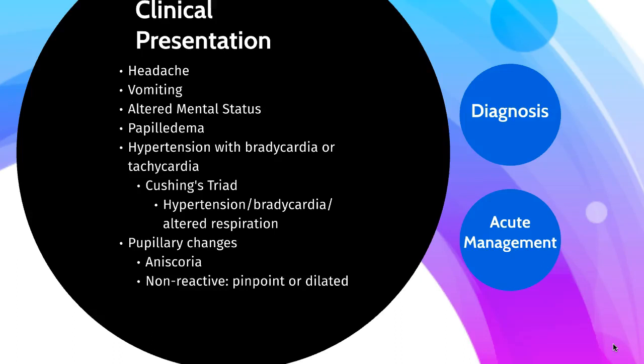In addition to this, during herniation syndromes in particular, you can certainly have pupillary changes, and this is going to include anisocoria, which, if you recall, is different shapes of the pupils. Your pupils can become non-reactive, and they can be fixed and pinpoint, or they could be fixed and dilated. It depends on the level of brain injury.